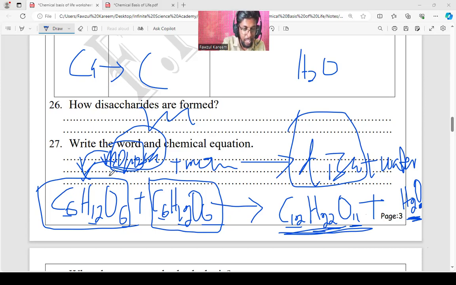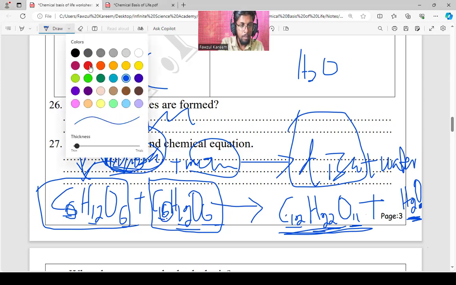Okay. So instead of writing monosaccharide, I can write C6H12O6. Then what will happen? Two monosaccharides join together and a disaccharide will form. So what is the chemical formula for the disaccharide? C12H22O11. Here you may think, sir, here 6 carbons are there, here 6 carbons are there, and you have put 12.